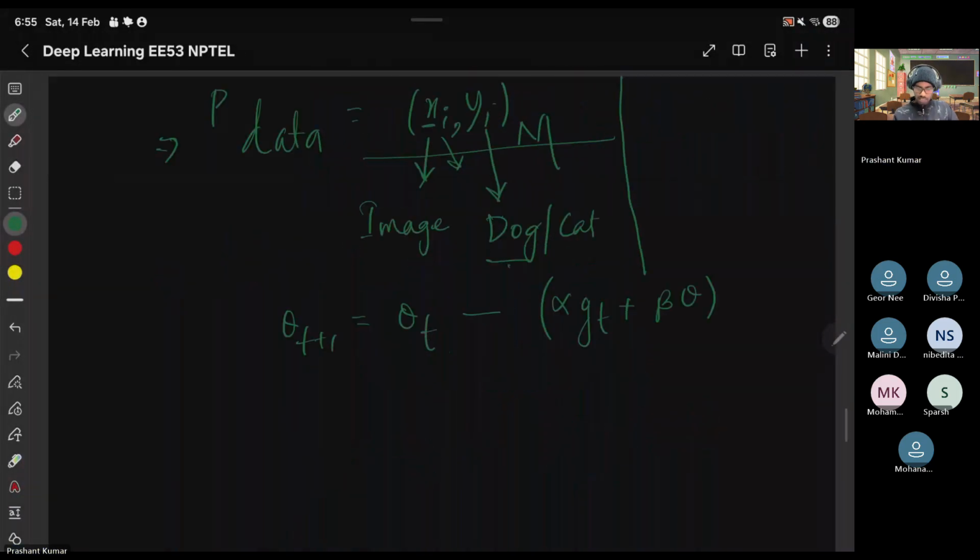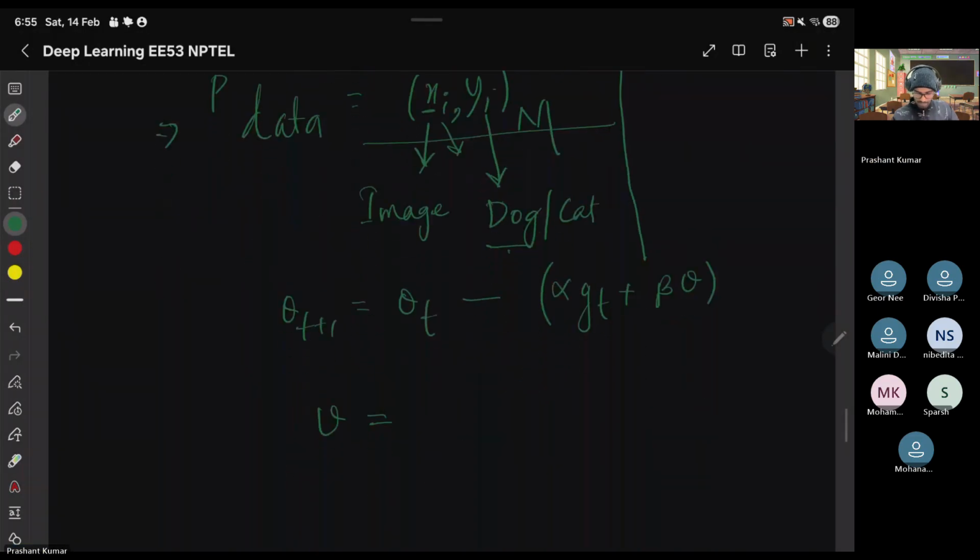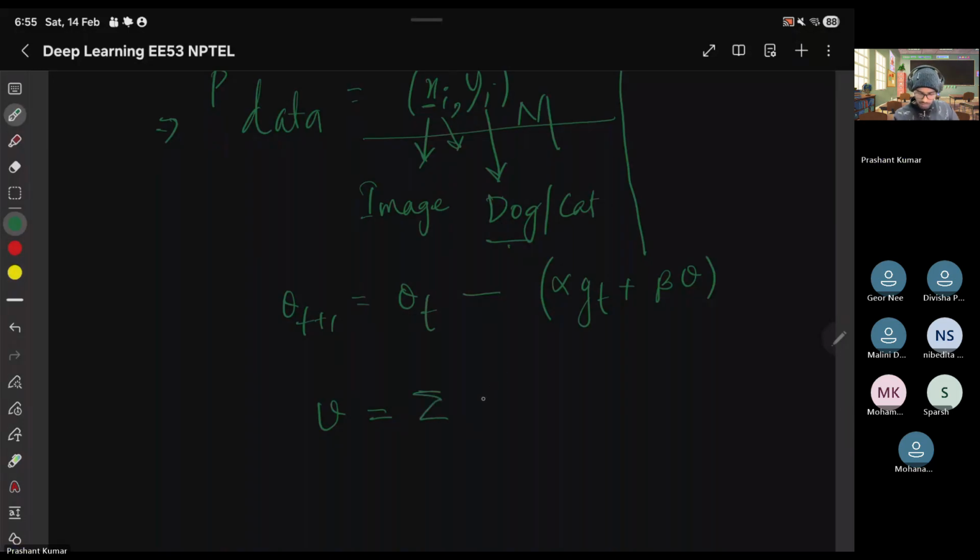And what is v? V is actually the sum of previous g_t. Let's write beta here, for t less than t plus 1. So basically, you are adding all the gradients from the previous iterations you have done. You have multiplied with some beta, and you are enhancing the gradient you have got with the previous gradient you have.